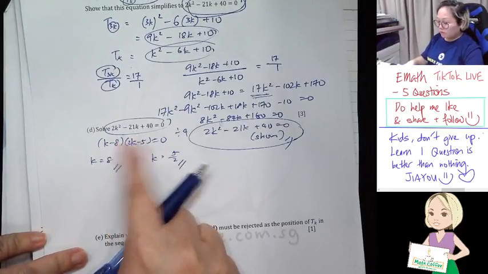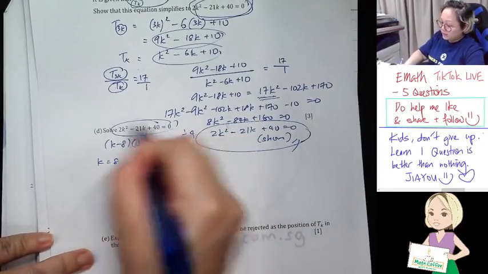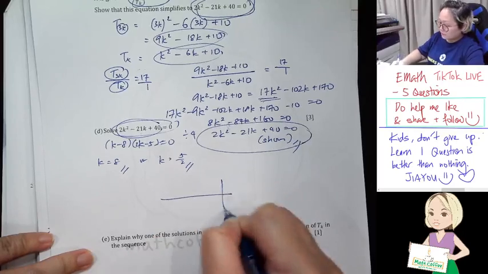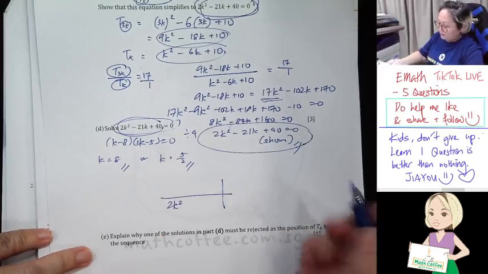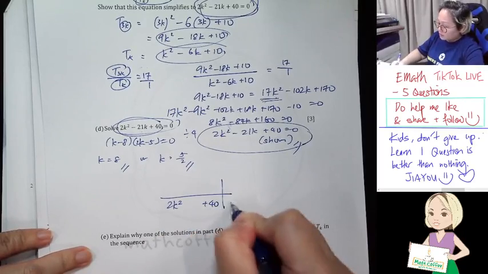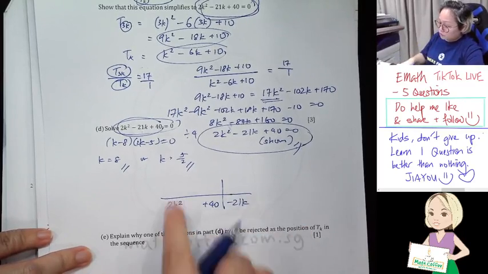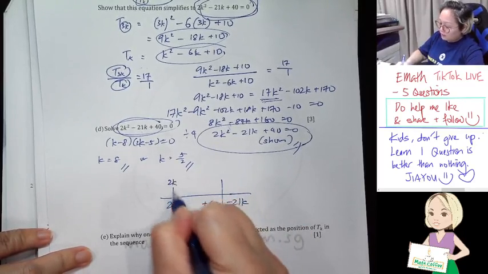No, I didn't use the formula. I used factorization. I just do the factorize here. 2k squared plus 40 minus 21k. So this combination is only 2k times k.